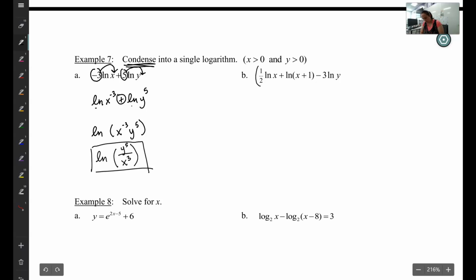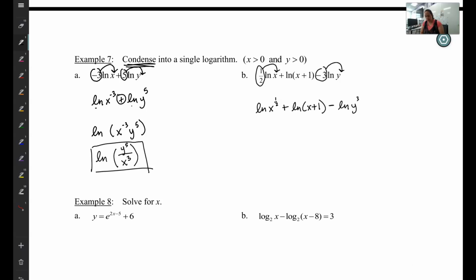Next one, first step, take all those numbers in front. Put them up. So I have ln of x to the 1/2 plus ln of x plus 1. And then I can either leave that minus, just take the 3. If I take the whole minus 3 up, then I change this to a plus. But you'll find in a minute it's actually easier just to take the number and leave the sign. And I'll show you why.